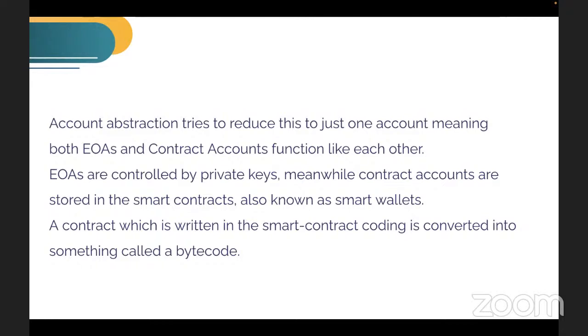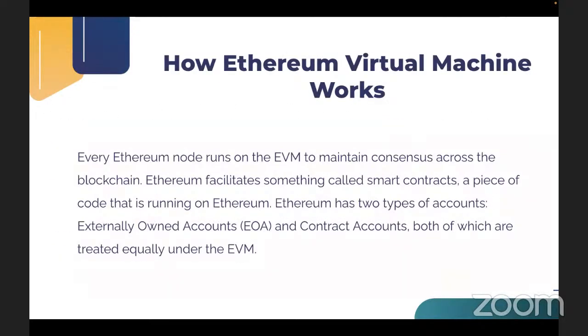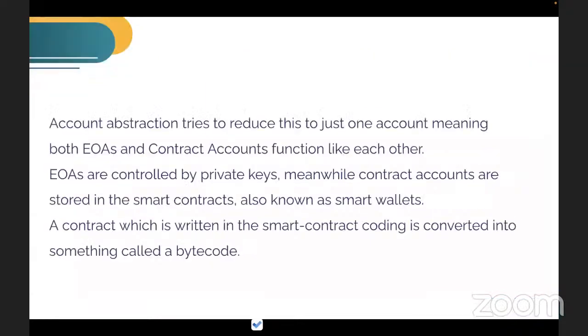And the smart contract, which is written in smart contract coding, is converted to something called bytecodes. So what this means is that when we create our Solidity smart contract and deploy, they are being converted to opcodes for the EVM to be able to read and execute. And from there, it's being stored as bytecode on the Ethereum virtual machine.